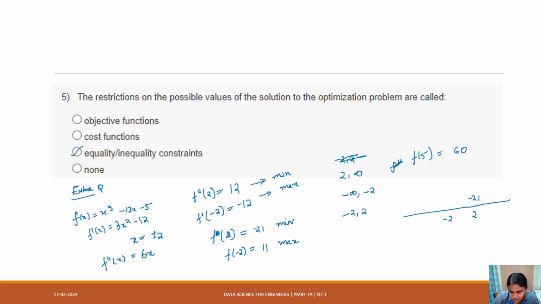at minus 2 you got the value 11, and at 5 you got a value of around 60. Find out some more values, like f of minus 5 maybe, see what value you are getting, and then you find out the range.